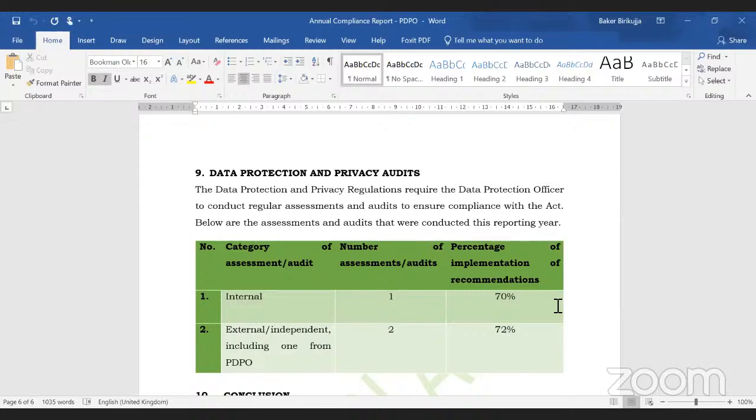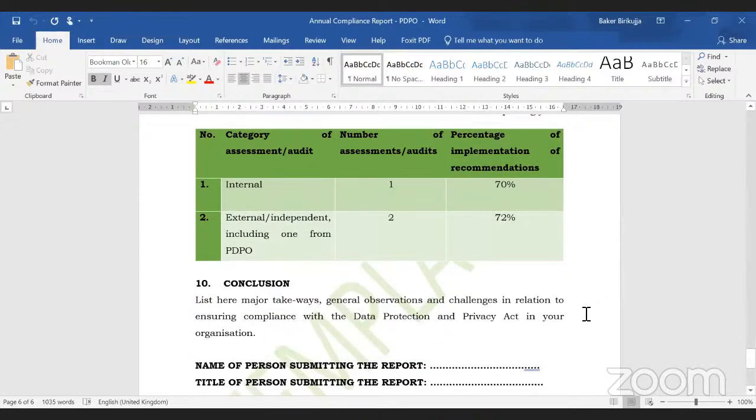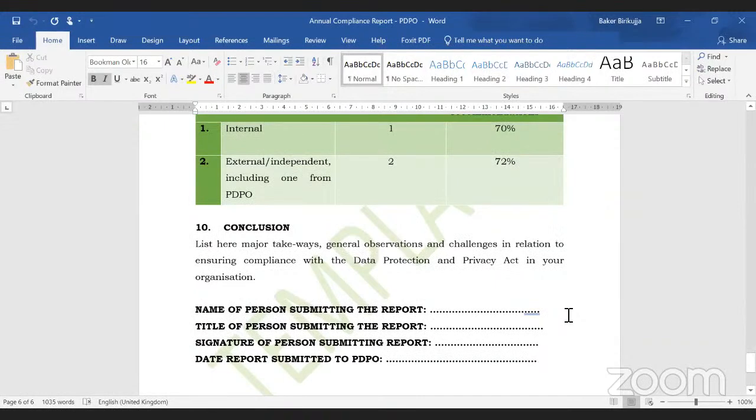If there's been an external one, we've been to a number of entities where we've conducted audits, that should be indicated as well. Or not even as the regulator, it could be an independent party that you brought on board to assess your level of compliance. So basically, that's what the report is about. But in conclusion, you just give us major takeaways, any general observations and challenges. Now, these challenges, you're not reporting yourself or the organization. It's finding ways through which we can assist you.